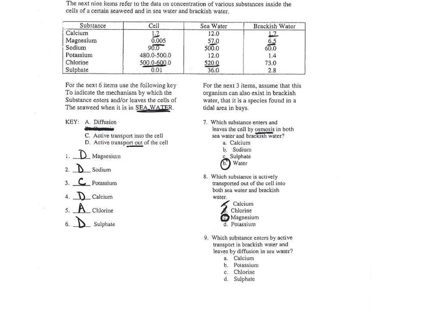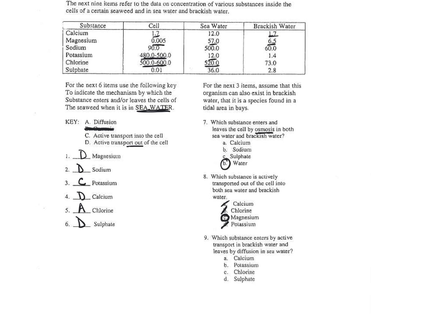And just for kicks, let's take a look at potassium. When we look at potassium, the levels are much higher inside than outside, which means that potassium is going to be actively transported into the cell when it's in seawater. So the only substance that needs to be actively transported out of the cell in both types of water is magnesium.